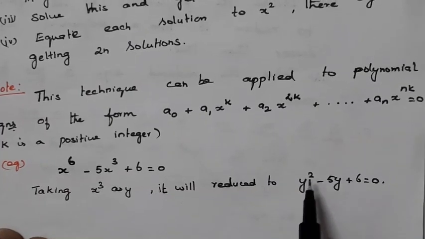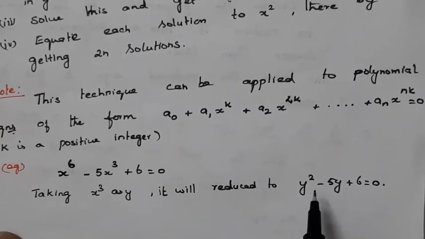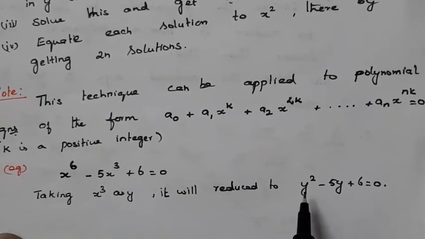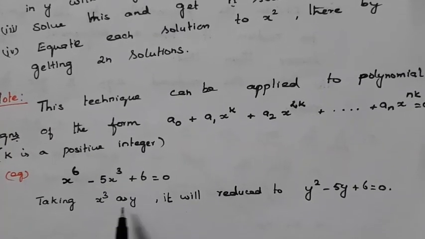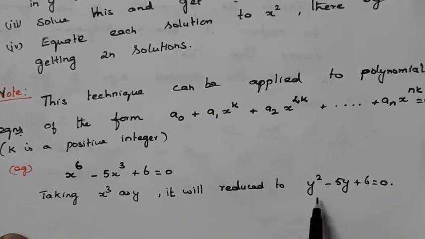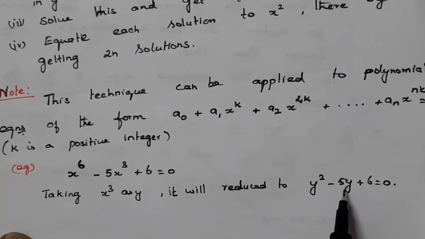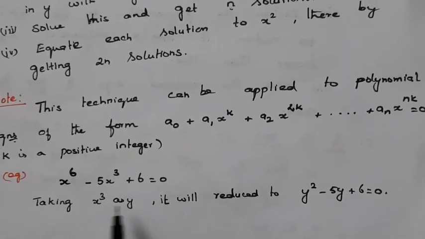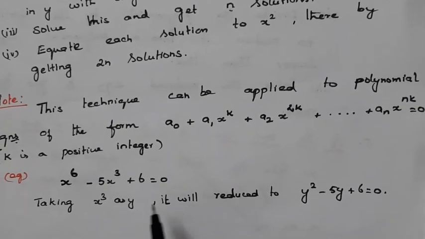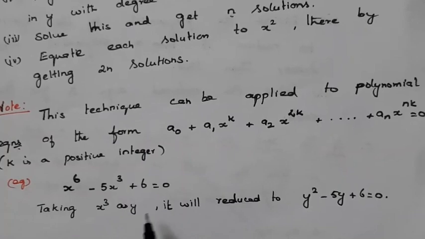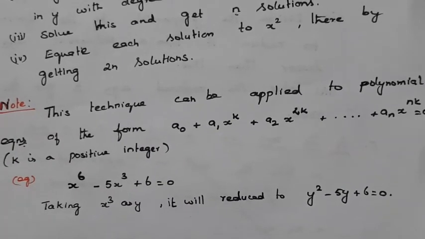And this is a quadratic equation in y. If you solve this, you will get two values, and equating each value to x cube, you will get 6 values. Let the values be y1 and y2. Equating y1 to x cube, you will get 3 values, and equating y2 to x cube, you will get 3 values. So totally you will get 6 values. So this is one of the techniques.